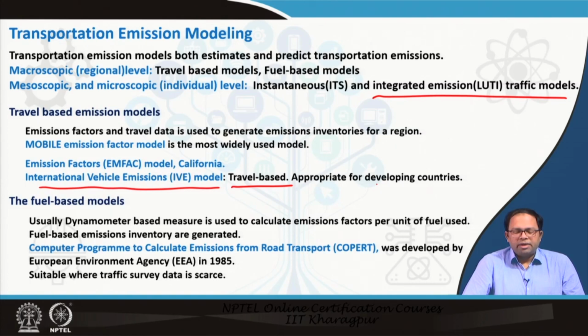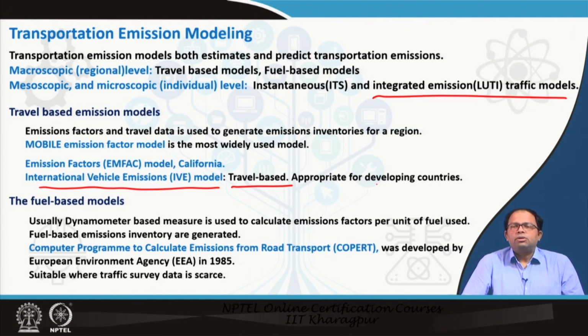So then we have also got fuel based models, where usually a dynamometer based measure is used to calculate emission factors per unit of fuel used. And fuel based emission inventories are first generated. That means from tax records or fuel sales records, we get how much gasoline is being sold. From there we can determine, based on the data that we have already generated from dynamometer tests, that for this much fuel consumed, so much is the emission.